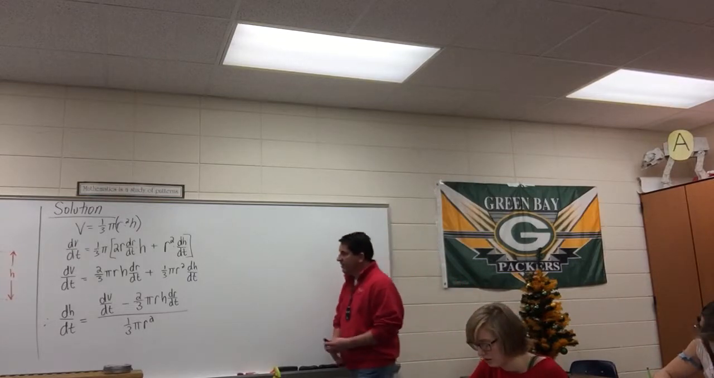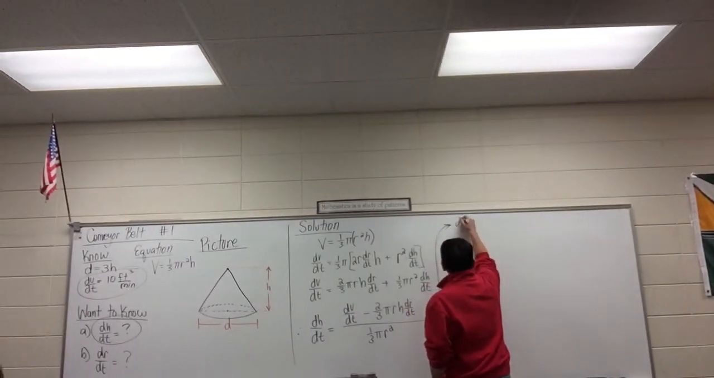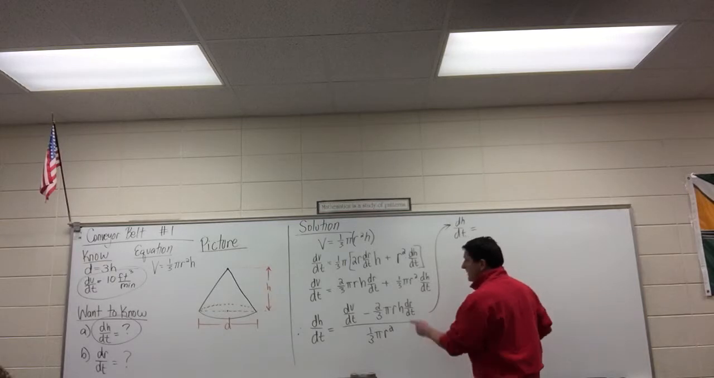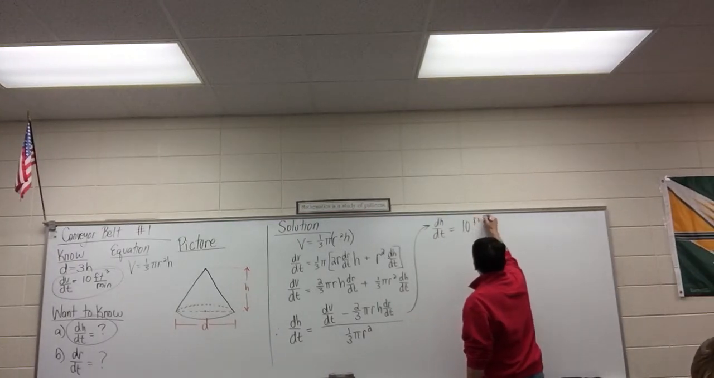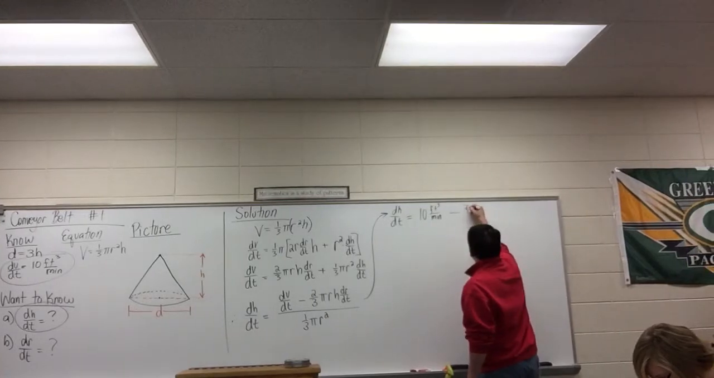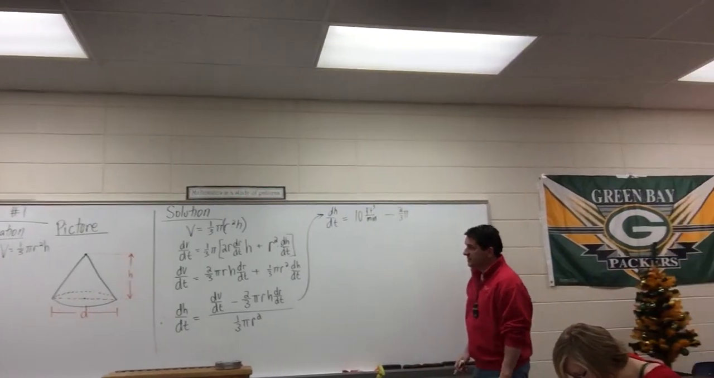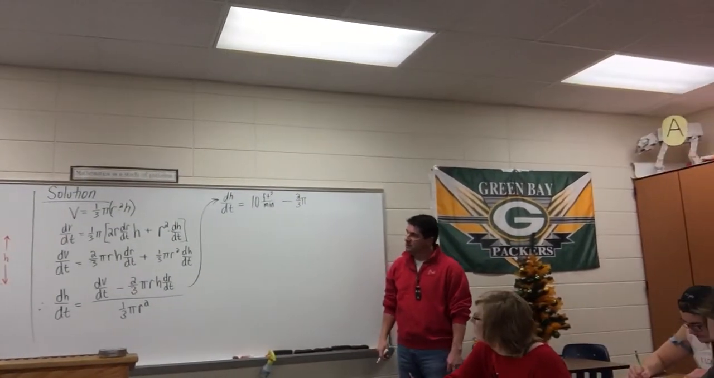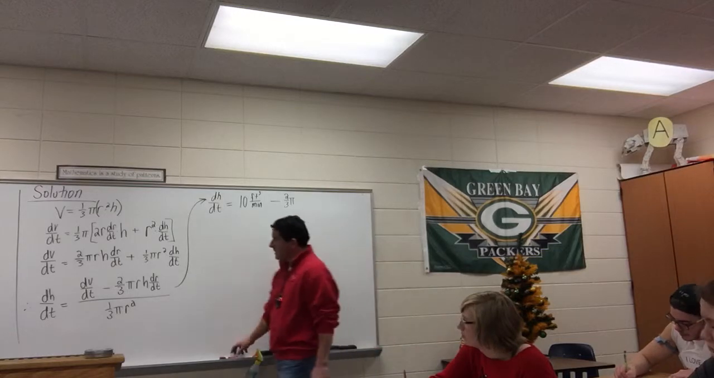Okay, now the fun part, we're going to just plug everything in. So dh/dt equals dv/dt, which is 10 cubic feet per minute, minus 2/3 pi r.